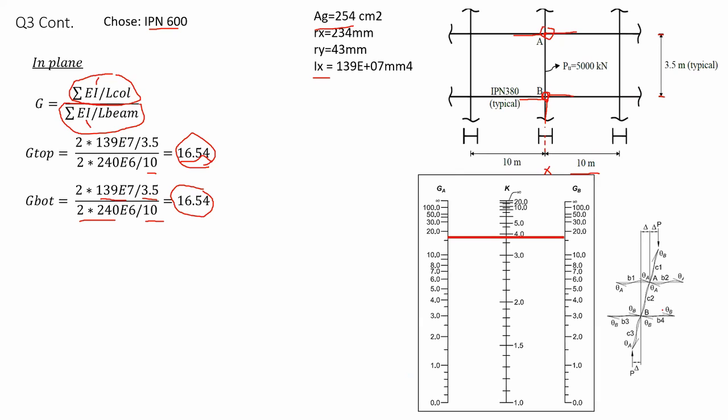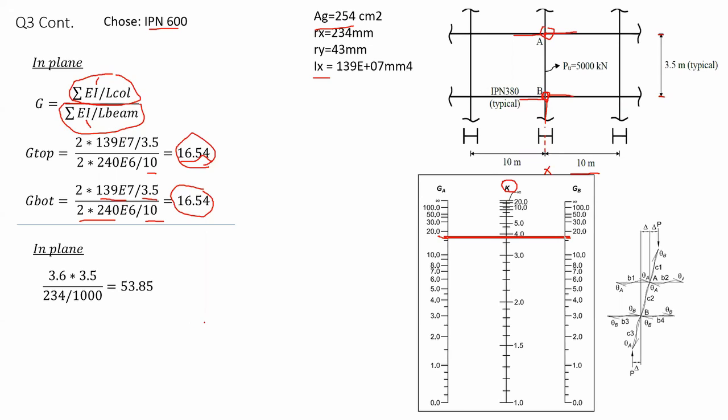Now, I took this from AISC. I check for G top and G bottom. So as we said, G top is 16.54. It would be somewhere around here. And G bottom is 16 again, somewhere around here. Connect these 2 points by a line, and you would get your K value. So this is my K value now. The K value would be equal to 3.6 approximately.